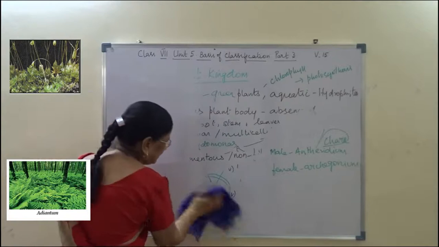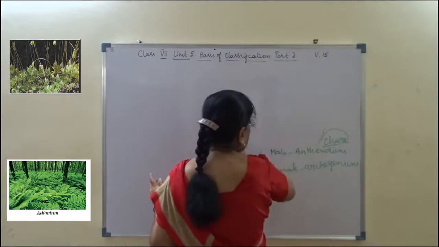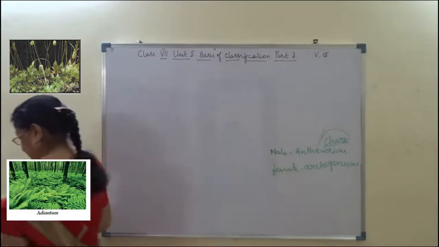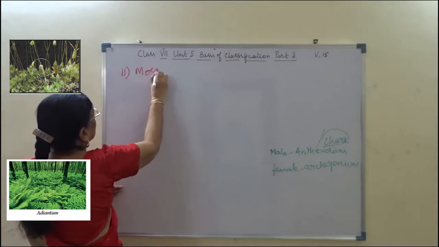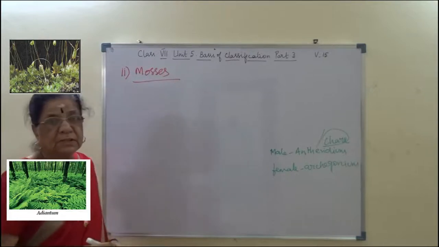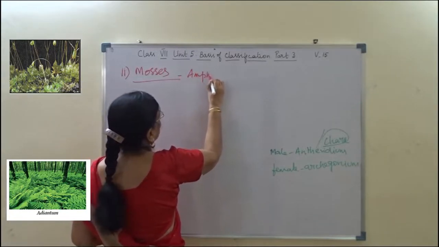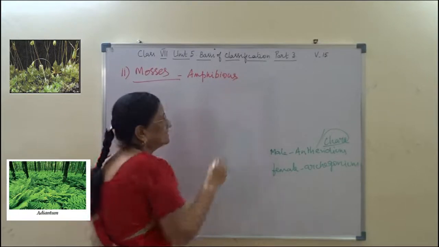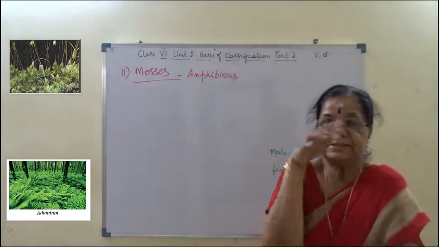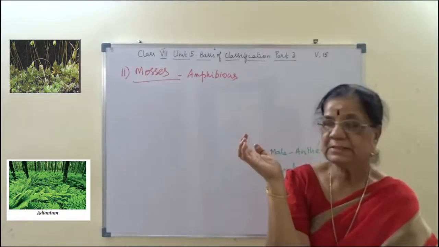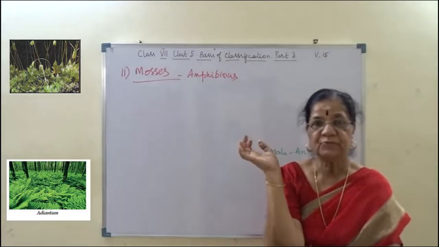The next one is mosses. என்ன தெரியும்? Mosses. Again, we have the characters. Second one, mosses. Normally, they are green plants. Now here, it is forming an amphibious type. It is an amphibious plant. What does it mean? These mosses live as aquatic form and terrestrial form, and need moisture to complete their life cycle. Hence the name amphibians.